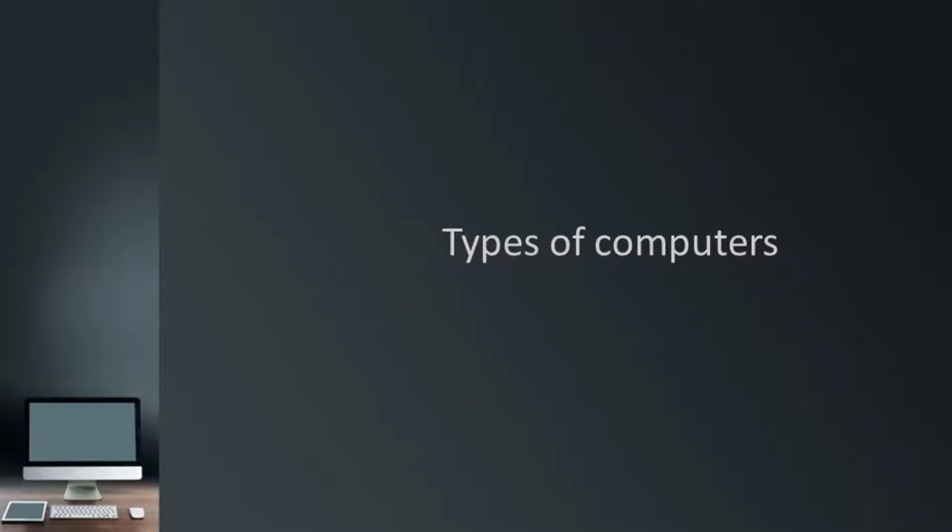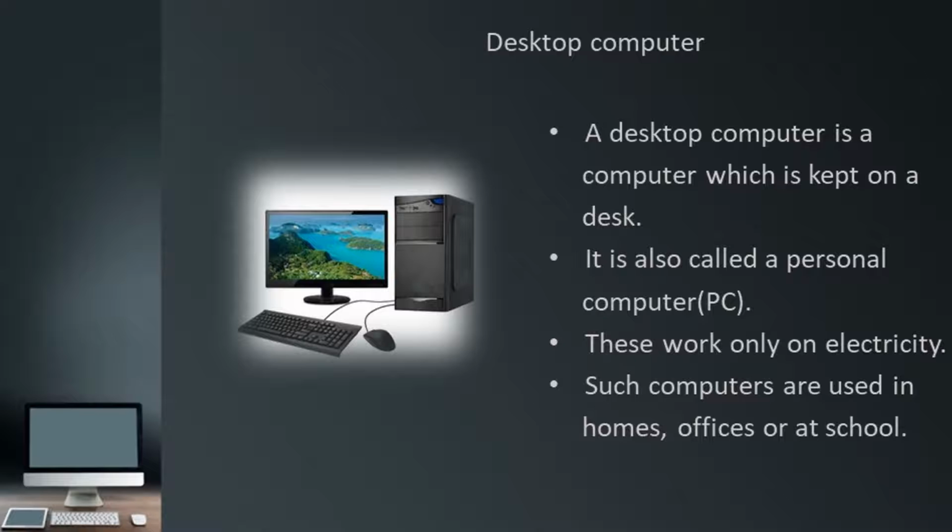Types of computers. Desktop computer. A desktop computer is a computer which is kept on a desk. It is also called a personal computer, PC. These work only on electricity. Such computers are used in homes, offices or at school.